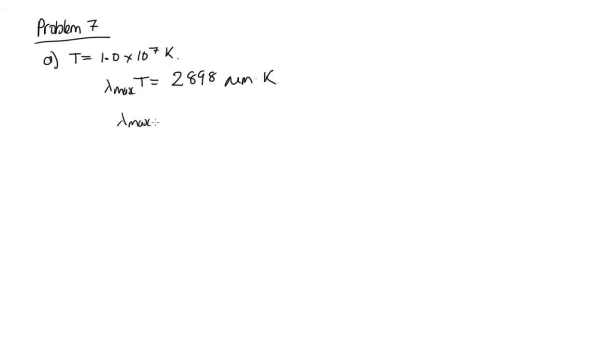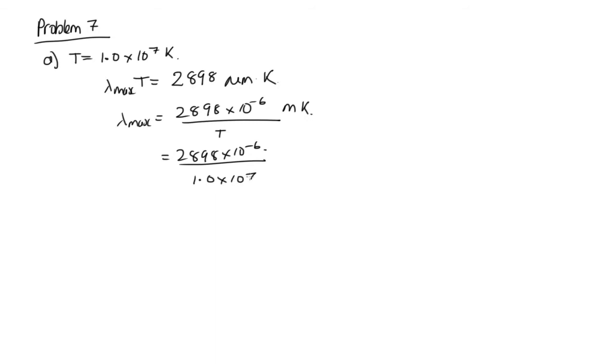So all we need to do is rearrange this to get lambda max. So lambda max is equal to 2,898 times 10 to the minus 6 meter kelvins over the temperature. And now we can just substitute in. So this is equal to 2898 times 10 to the minus 6 over 1 times 10 to the 7. The kelvins cancel and we get meters, which is what we would expect for a wavelength. And we get that that is equal to 2.898 times 10 to the minus 10 meters. So we can write this in nanometers as 0.29 nanometers.